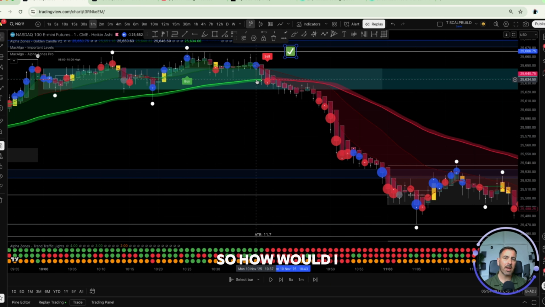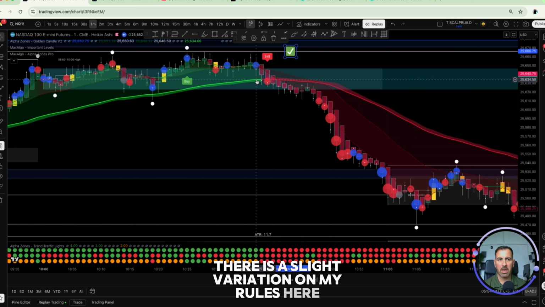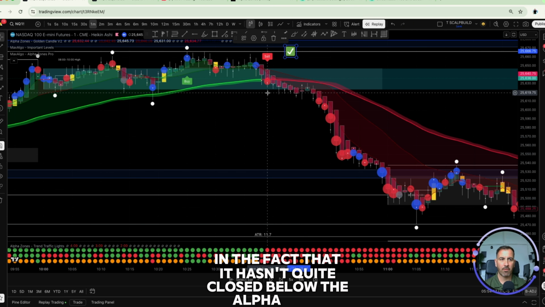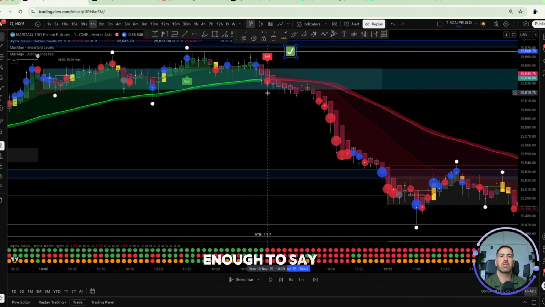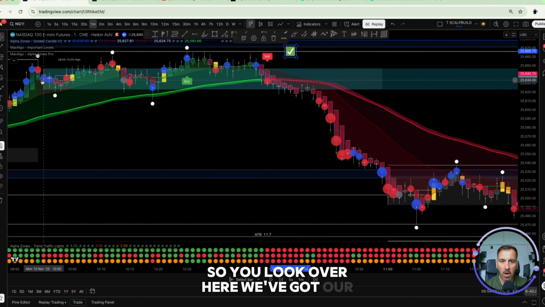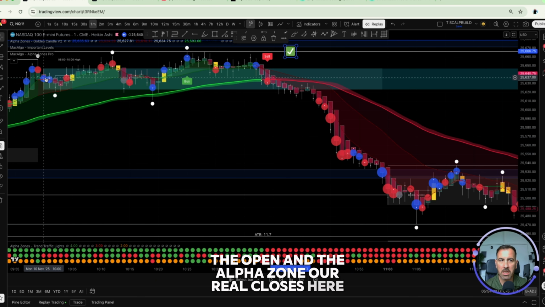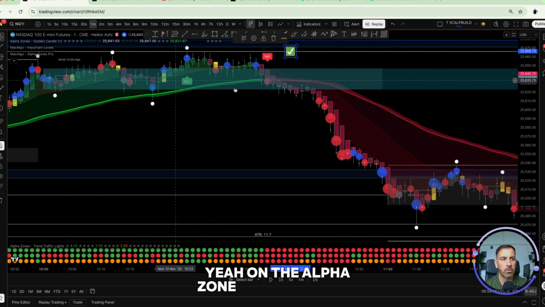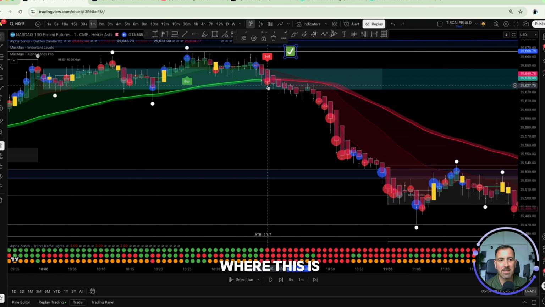So how would I think, okay, I want to take this trade? There is a slight variation on my rules here in the fact that it hasn't quite closed below the alpha zone. What would give me enough to say, do you know what, I'm going to take a punt on this trade, however I'm going to play it really careful? What I'd be looking for is, one, we are way into the alpha zone. So you look over here, we've got the open and the alpha zone, our real closes here or up here, on the alpha zone. And down here is below that. So the entry is below the opening of our alpha zone, which would give me a little bit more confidence. If it was above, I just definitely wouldn't be touching it.